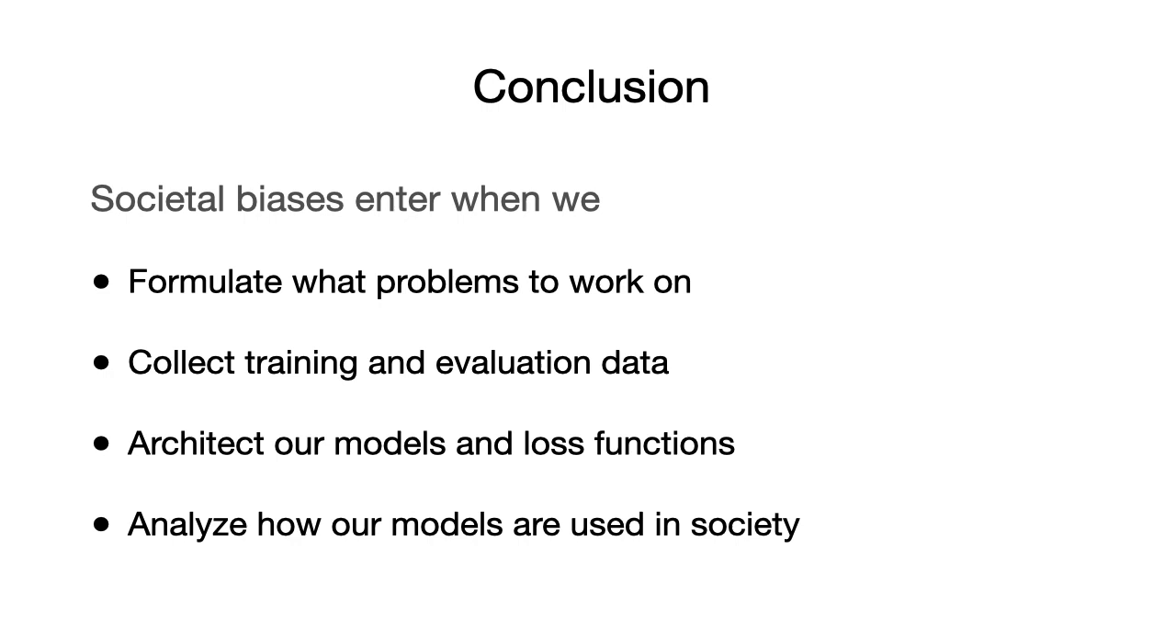So I want to conclude this section by saying that societal biases enter when we do so many things, starting from when we formulate what problems to work on, and that is determined by the people involved in this field. And if that group is already very homogeneous, we have no hope for fairness, right? Then there's collecting, training, and evaluation data, which is a lot. And then there is architecting our models and loss functions. And then there's analyzing how our models are used in society.